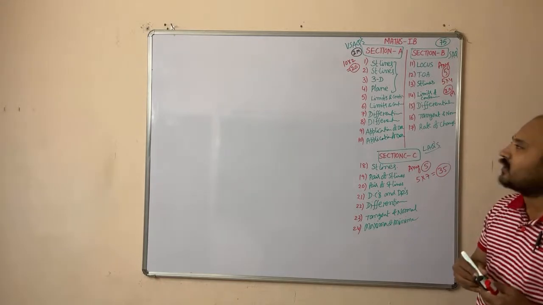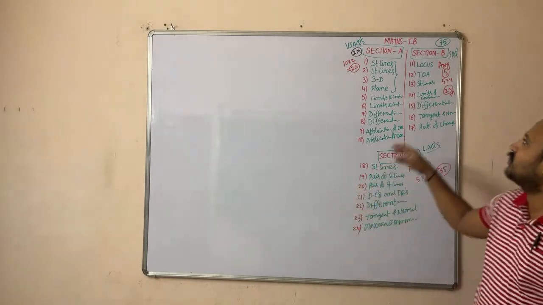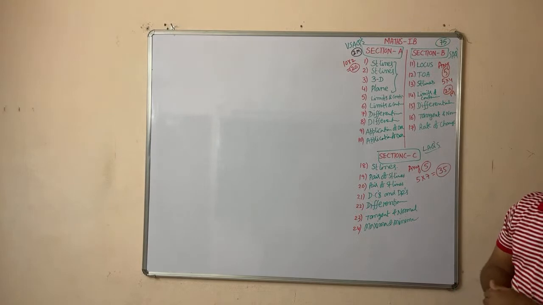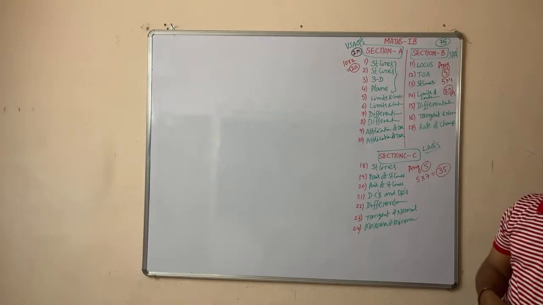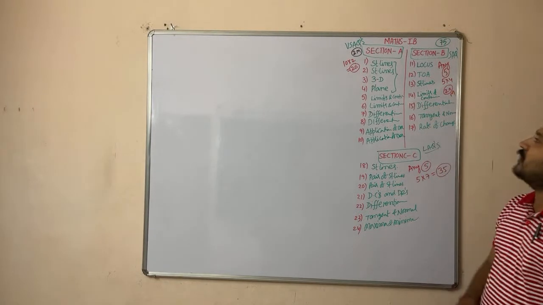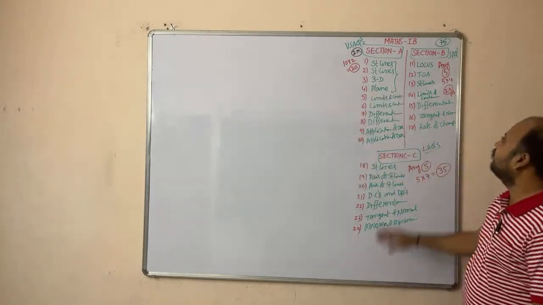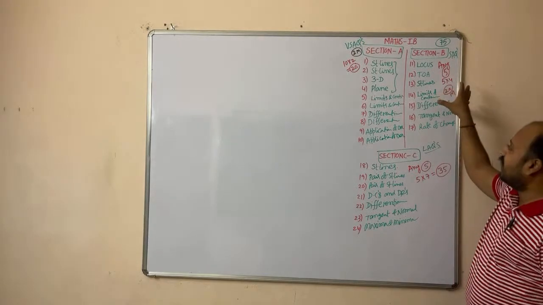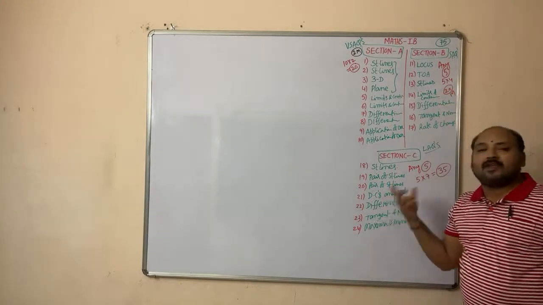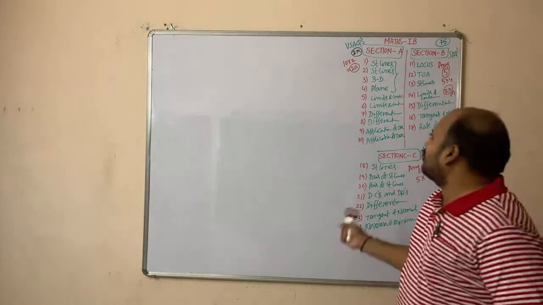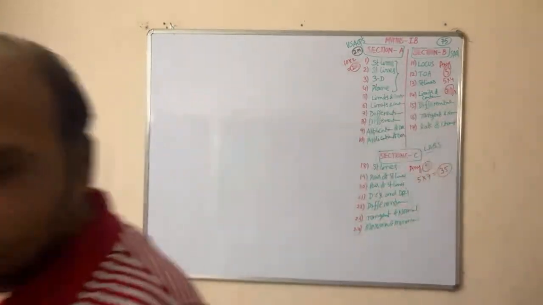This is the way the question paper is going to be given in the boards, whether it is Telangana or Andhra. This is the question paper pattern. In the first section, you have to write all. In the second section, you have to write any 5. In section C also, any 5 you have to write. So now, question by question, I am going to discuss these, students.